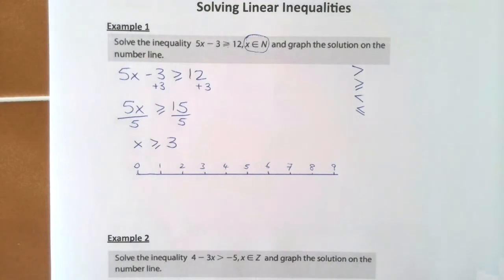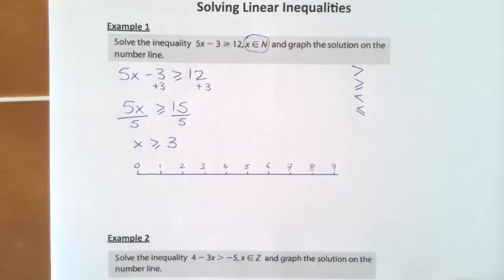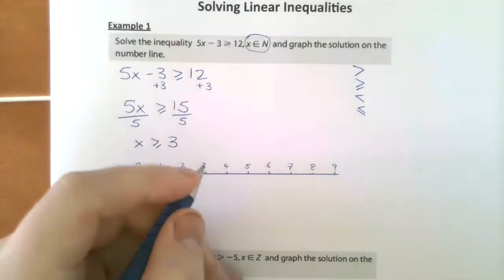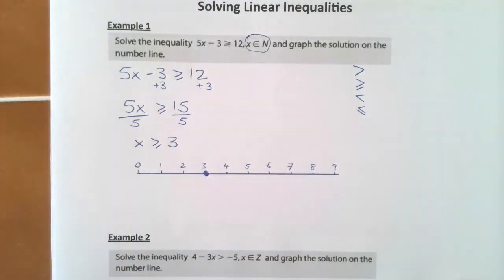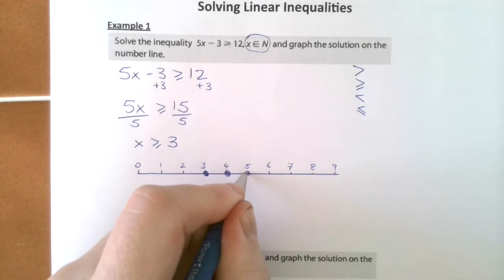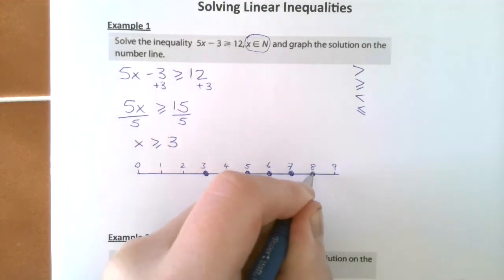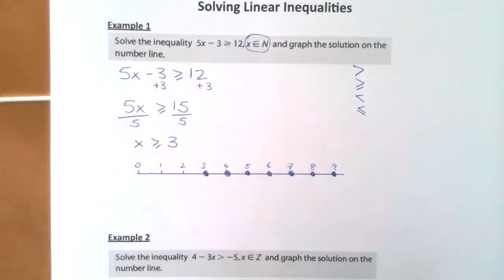So here's my number line drawn. And then it says x is going to be greater than or equal to 3. Now think of a number line. Greater than or equal to is going to go in this direction. So yes, first of all, it can be equal to 3. And it can also be equal to every positive whole number after that. So it can be equal to 4, 5, 6, 7, 8, and 9. And then it can also keep going on forever. So we put an arrow at the end to show that it can go on forever.